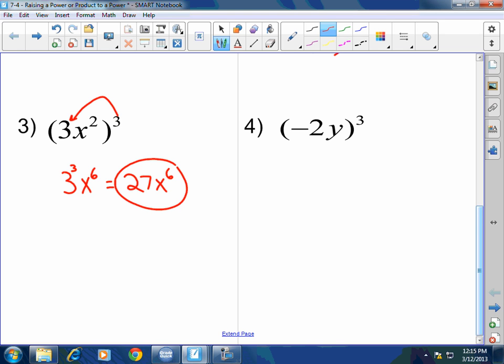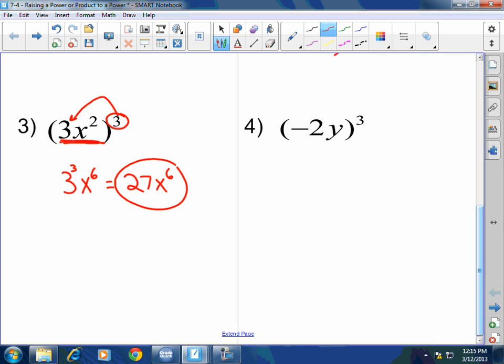There's no technical about it, my friend. You distribute this outside exponent to every single exponent inside of the parentheses. There's no technical about it. That's exactly what you do, sir. Thank you, sir. Okay, number 4.